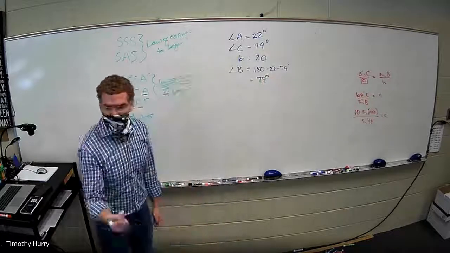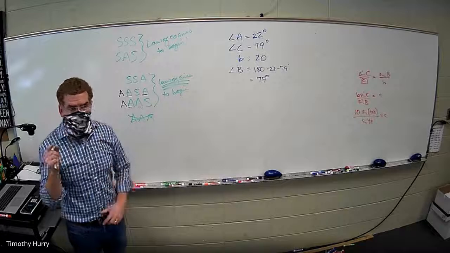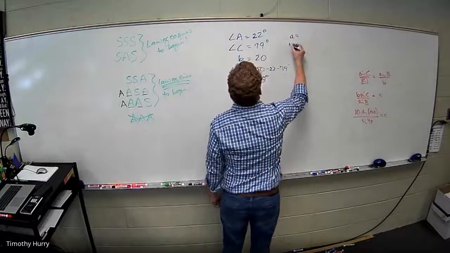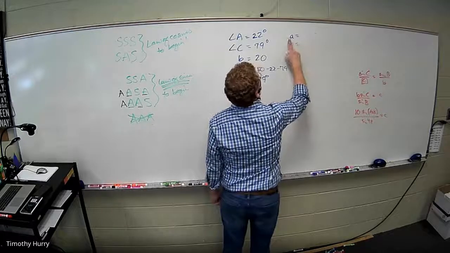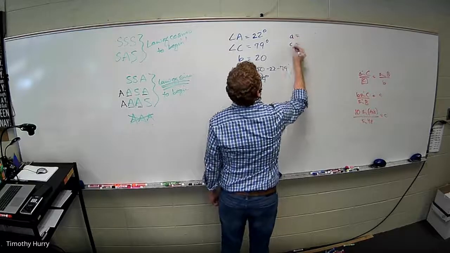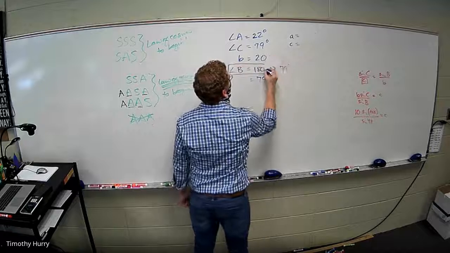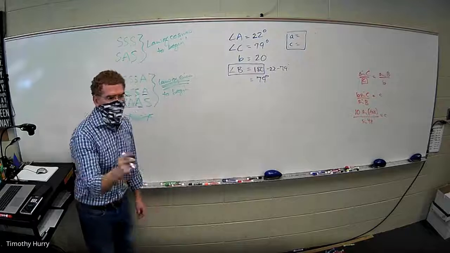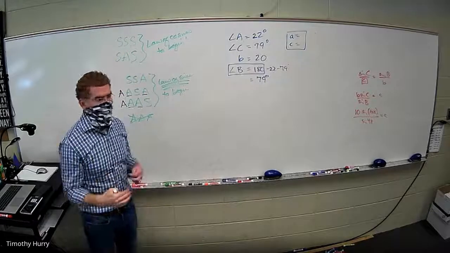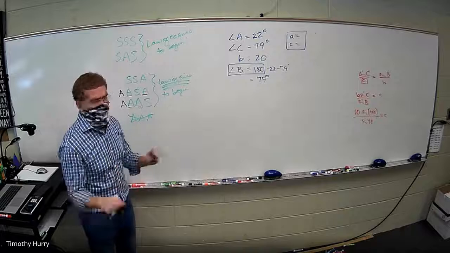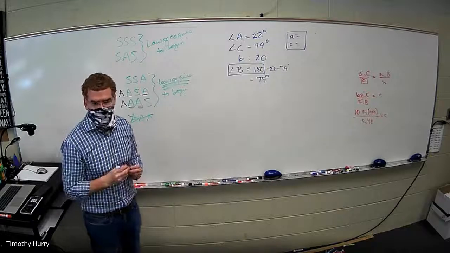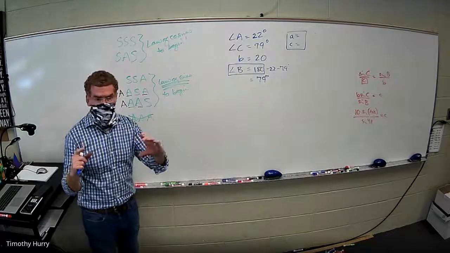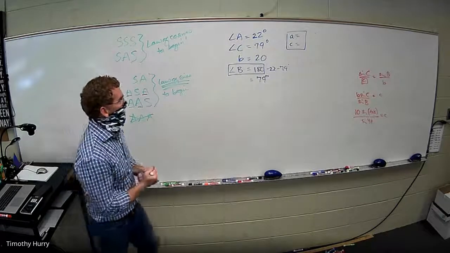All right, so now I have this information. So what would you do? You're still missing side A, side B. No, side A, side C. So you already found this, but you're still missing this. So what would you do to use law of sines? Because you still can't use law of cosines.